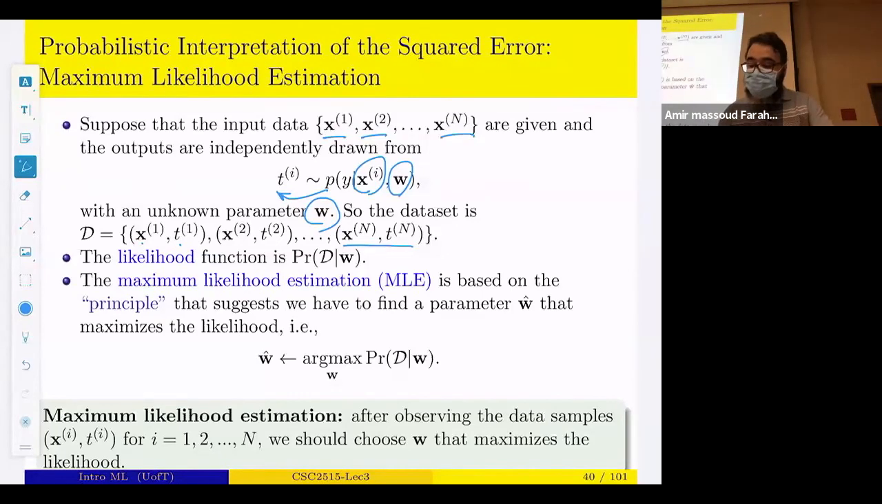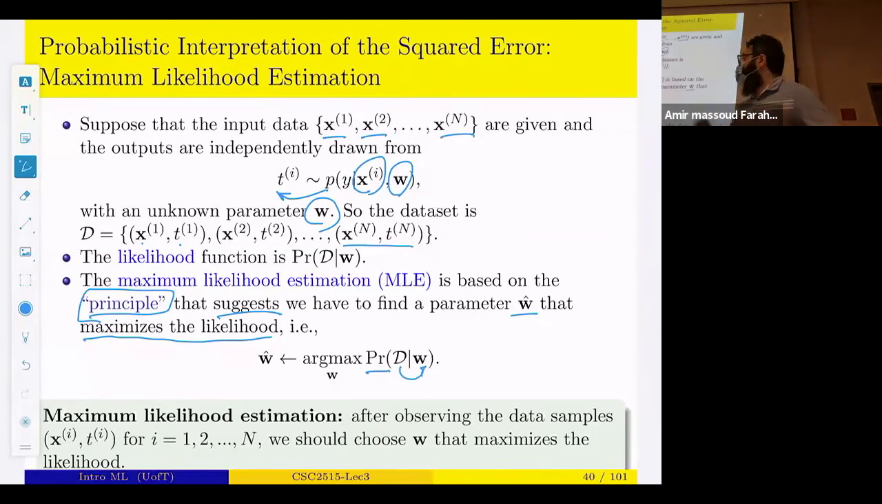Maximum likelihood estimation is a process which is based on principles. We can think of it as a principle that suggests that we have to find an estimate, a parameter W hat, that maximizes the likelihood. So essentially, you can think of it like this: we have a probability of the data set which depends on W. For different Ws, we get different probabilities. Maximum likelihood estimation, MLE, says to choose the one that maximizes this likelihood, because that's the most likely parameter for generating that data.